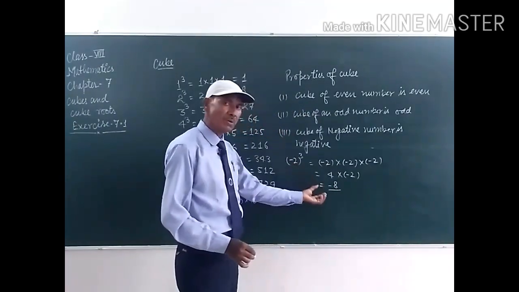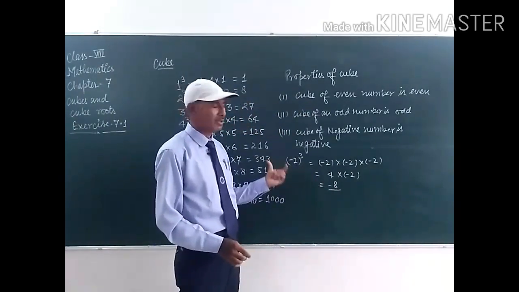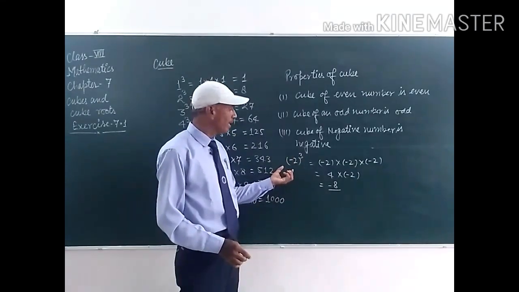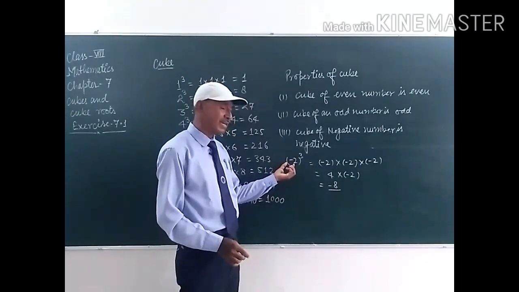Cube of a negative number is negative student. So this one is minus 2, you can take any number that is a negative number.